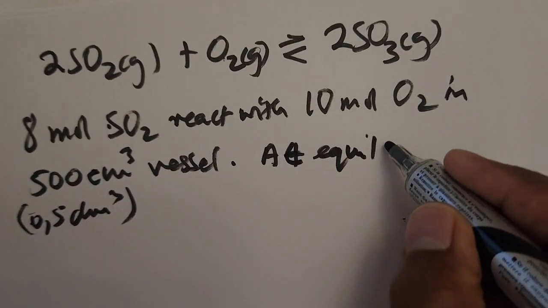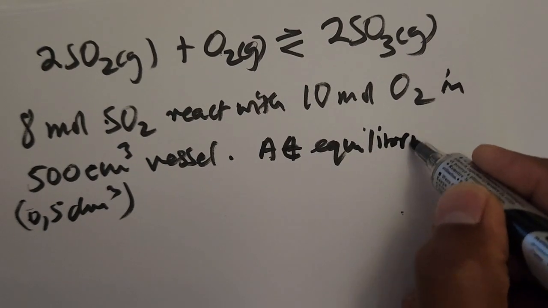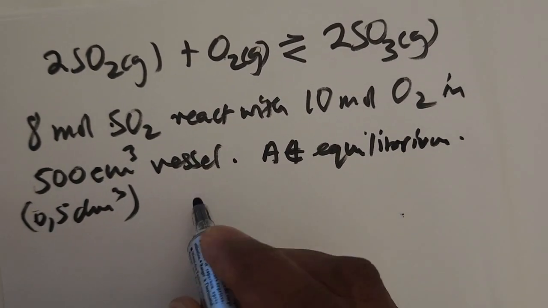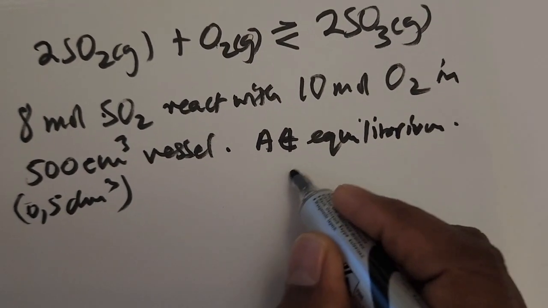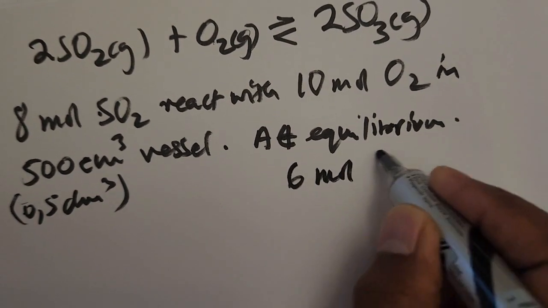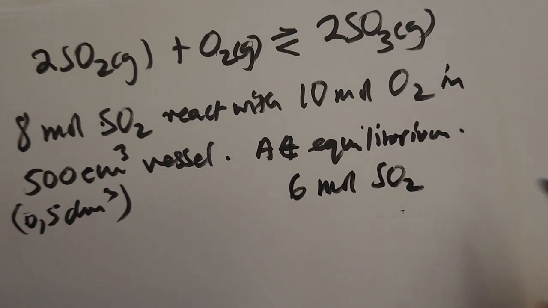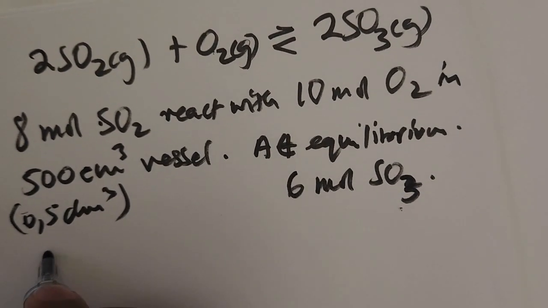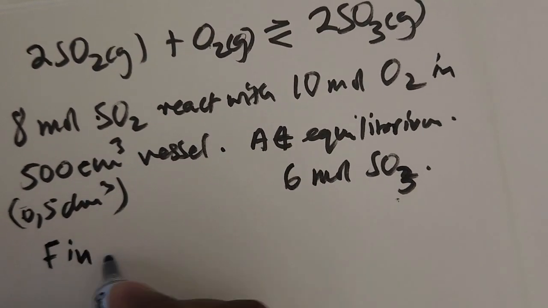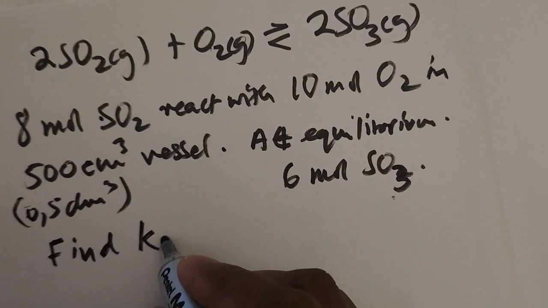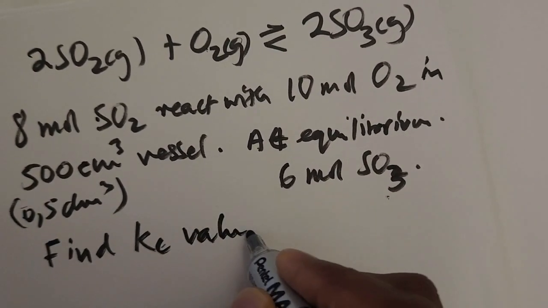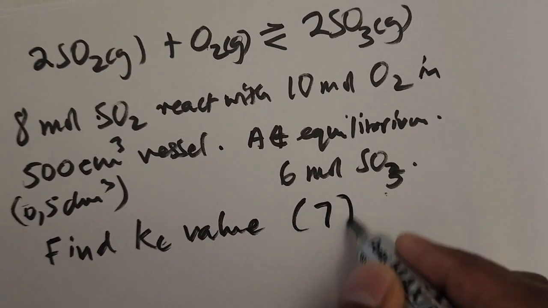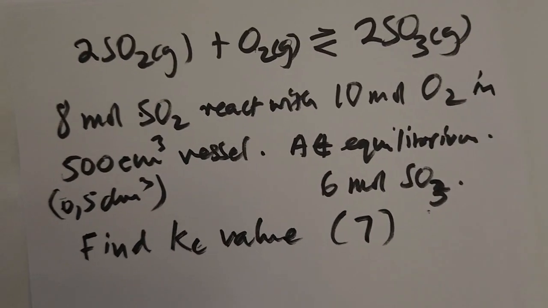Fine. And then at equilibrium, it is found that we have got 6 moles of sulfur trioxide. Then they say, now for 7 marks, find the Kc value.